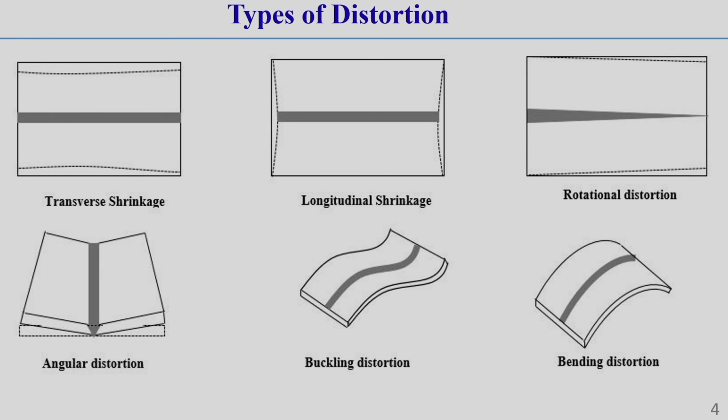One is called transverse shrinkage. Here you can see transverse shrinkage. What is transverse shrinkage? You see, this is the welding direction, and this is perpendicular to the welding direction. The welding direction is called the longitudinal direction, and this is the transverse direction. This is the weld line, and the direction perpendicular to this weld line is called the transverse direction.